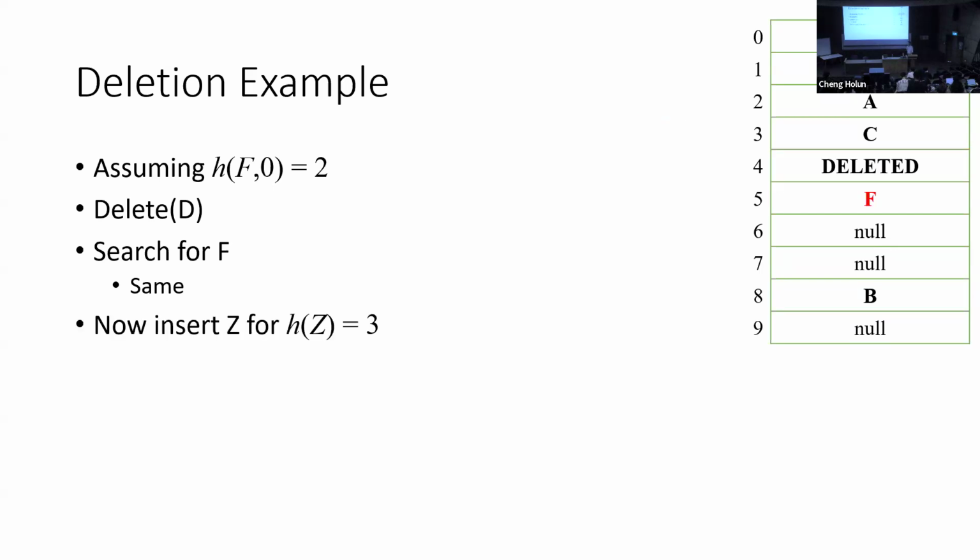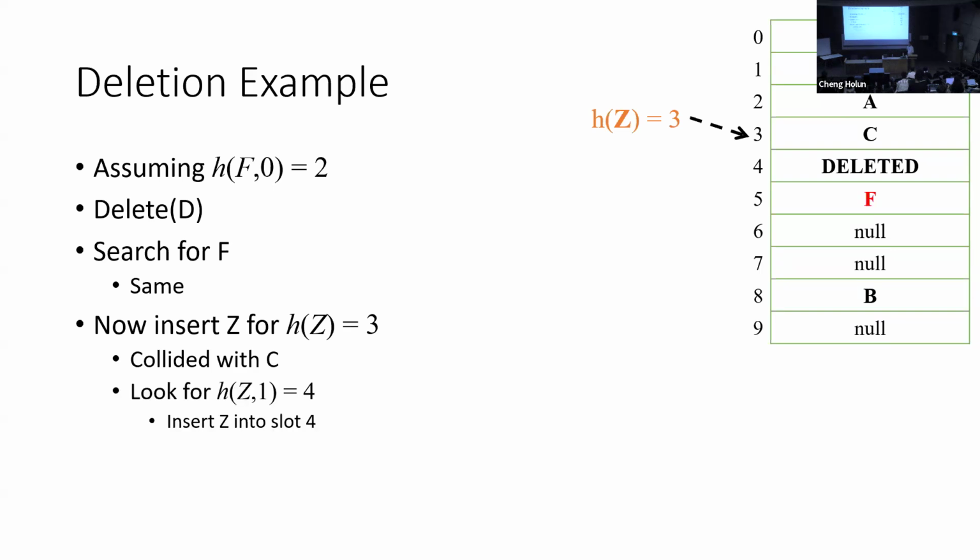How about I insert another new key? I want to insert Z. Z is going to be inserted in slot 3. But now slot 3 is occupied by C, so I go to the next slot. It's 4. Oh, 4 is good because it is deleted, so I can insert Z there. Okay, so that's how we manipulate our hash table. Don't worry, we will repeat this in our tutorial. We have some exercises for you to do, so in the tutorial we'll go through this again.